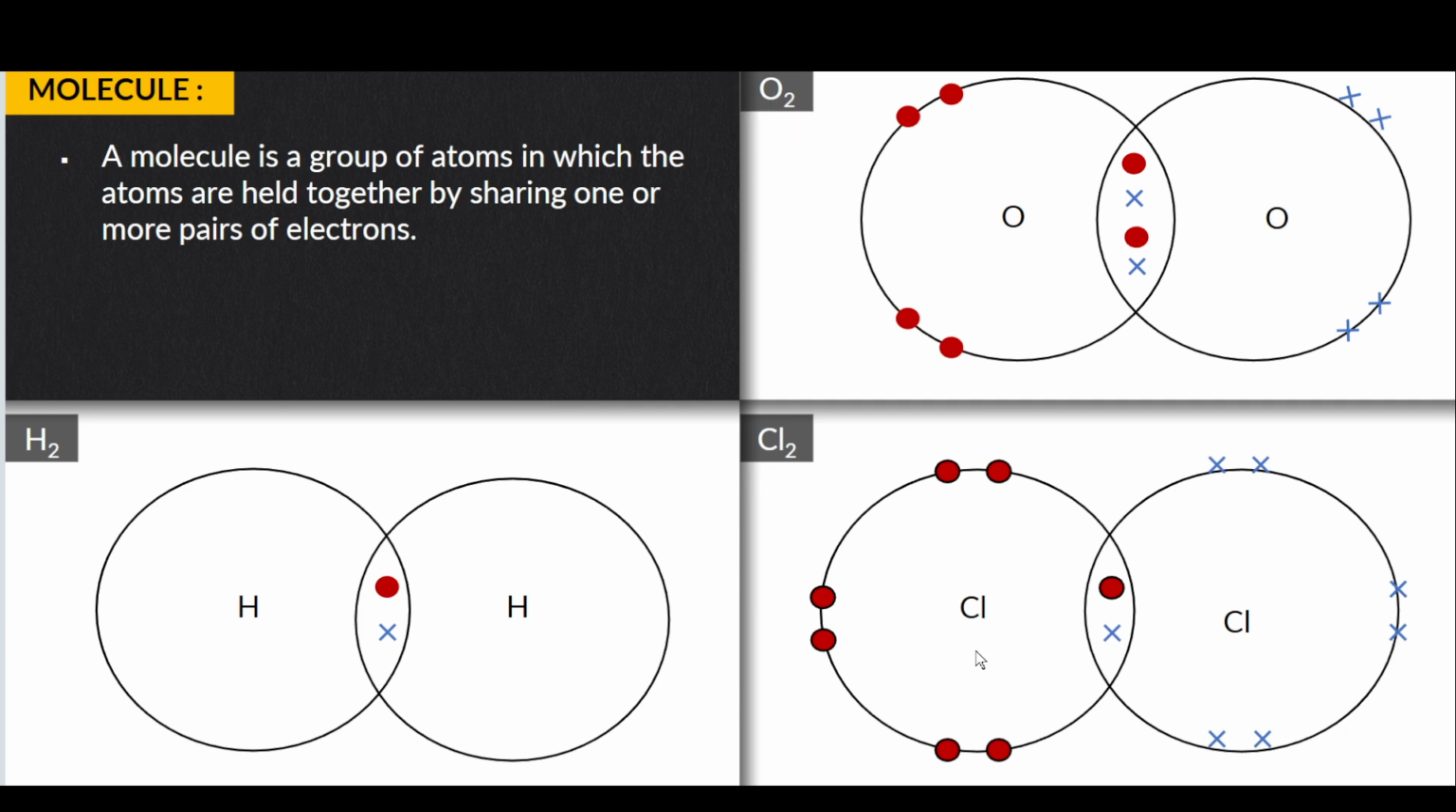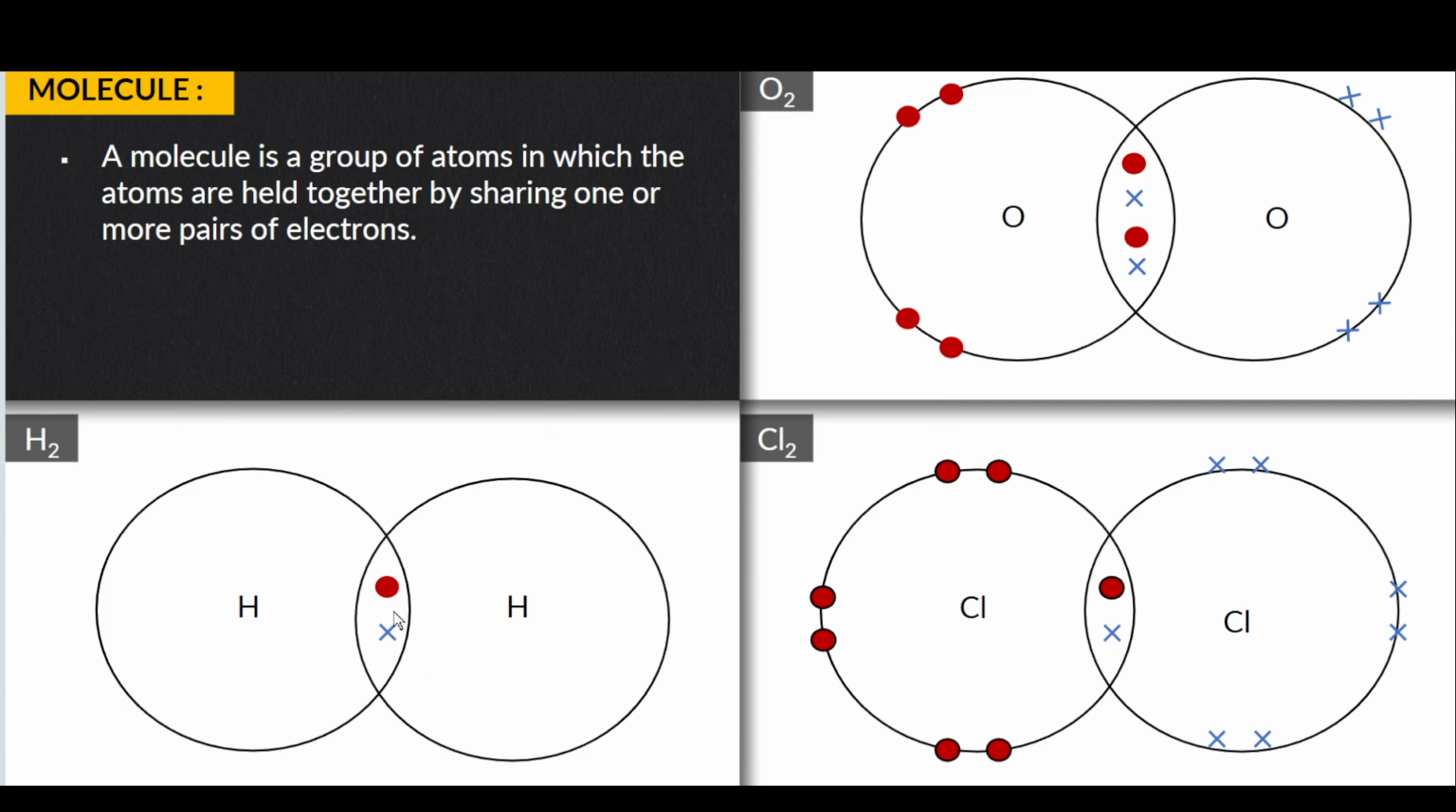Again for chlorine, this chlorine has 7 electrons, right? So in Cl2, there are two chlorine atoms, and because both of them have 7 electrons, one more is required to become stable. So that's how one electron is shared by each of them, and covalent bonding is formed. So in all of them they are sharing electrons, and they form bonding.